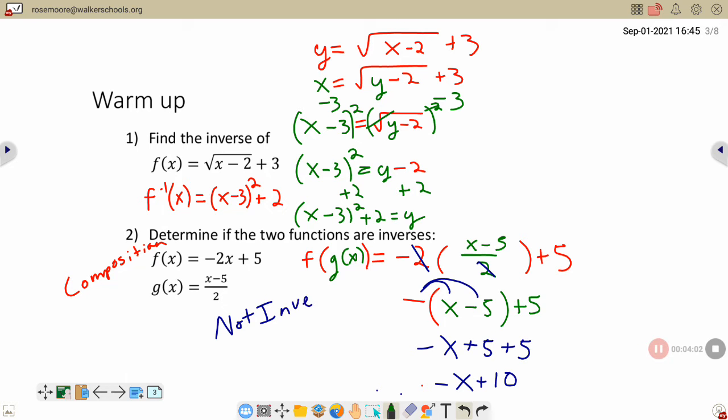And I thought they were going to be because I forgot my own paper. All right, so they're not inverses, because we didn't cancel out to plain x. So keep that in the back of your mind. They have to cancel out completely.